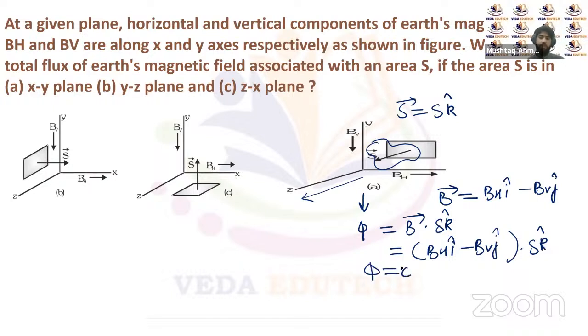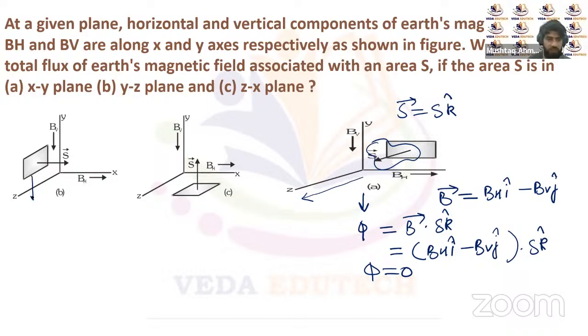If phi is 0, it means that no magnetic field line will be passing through this area, which is placed in this XY plane. So the flux due to Earth's magnetic field through this loop, which is placed in the XY plane, will be equal to 0. Now let's talk about the flux through this loop, which is placed in the YZ plane.